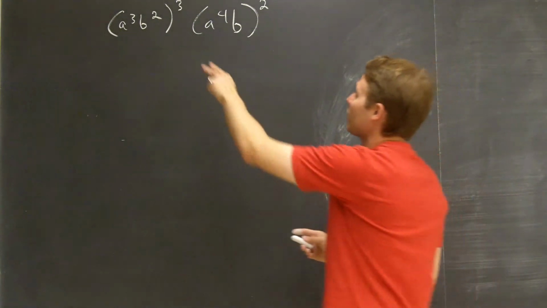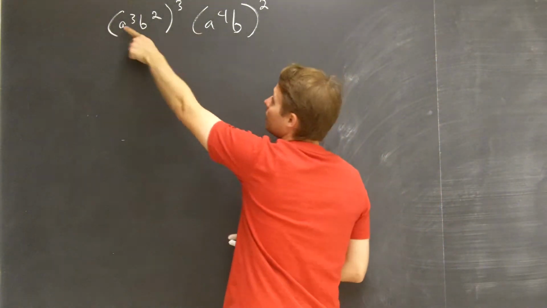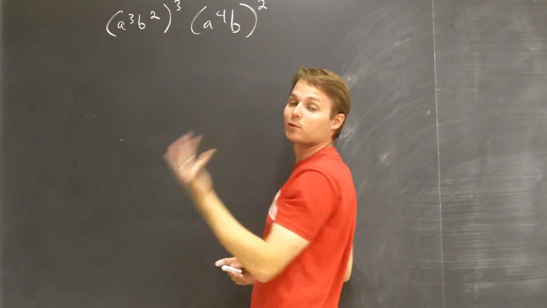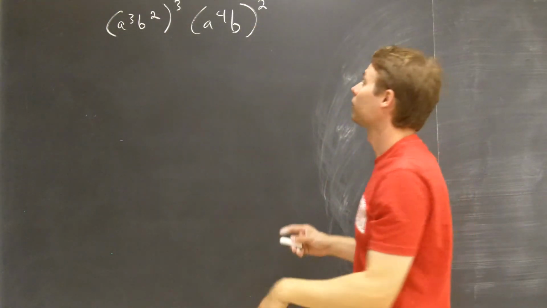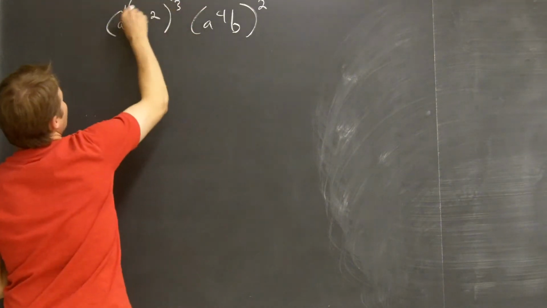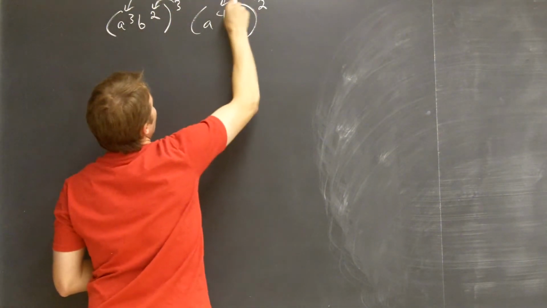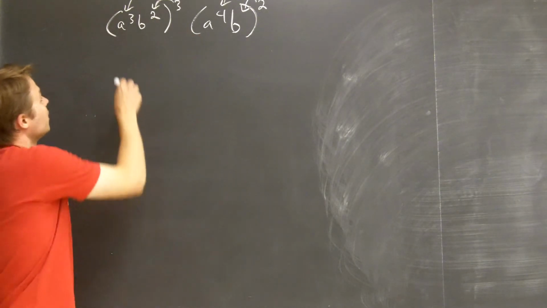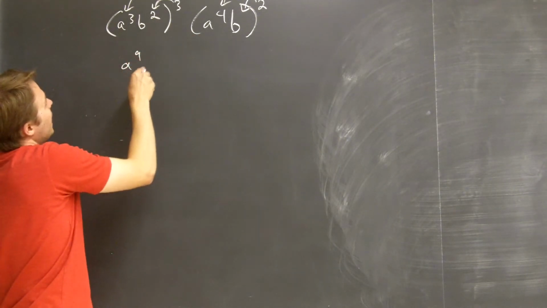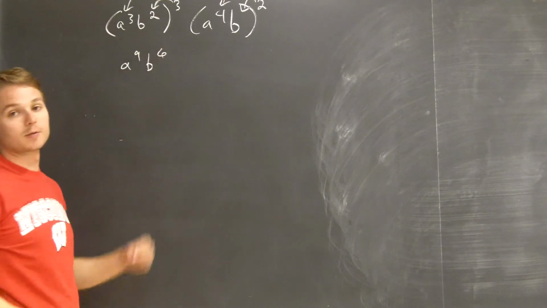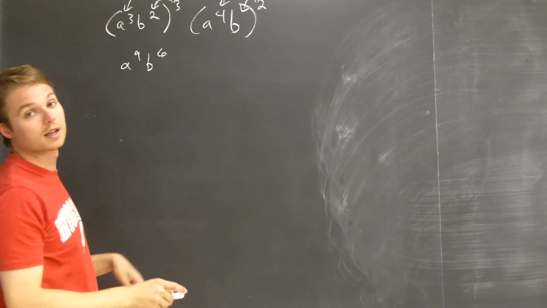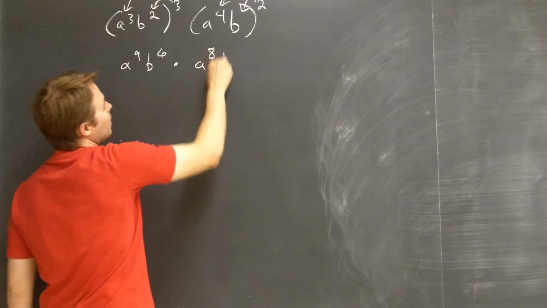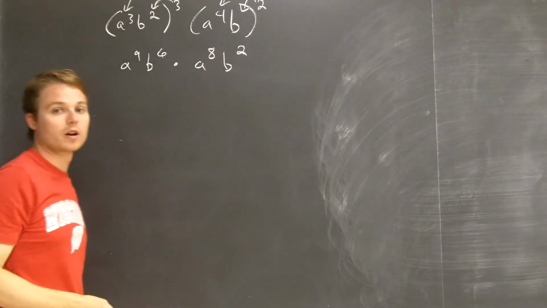A problem like this, I have to remember that I can't really multiply these a's together because they're kind of trapped with these exponents on the outside. So I'm actually going to take care of dealing with the exponents first. I want to get rid of this 3, so I'll distribute this 3 out to the exponents here, and I'll distribute out the 2 to these exponents here. And I'll end up getting a to the 9th, b to the 6th, because remember we're multiplying these exponents since we're taking them to a power. And here I'll get times a to the 8th, and then b squared.